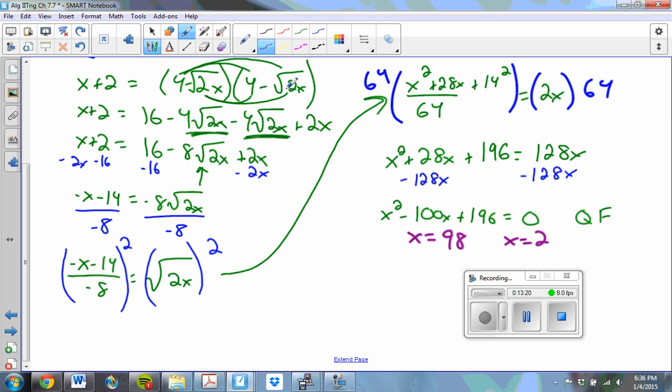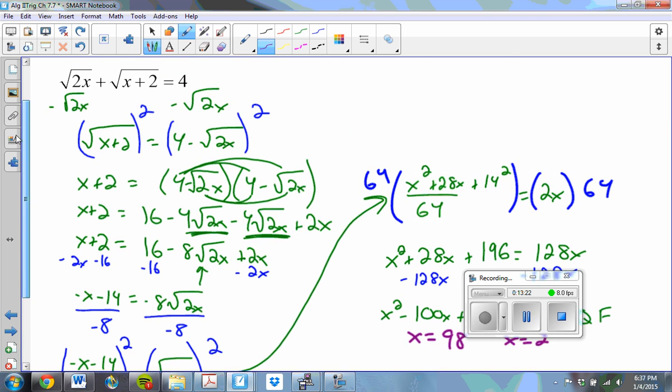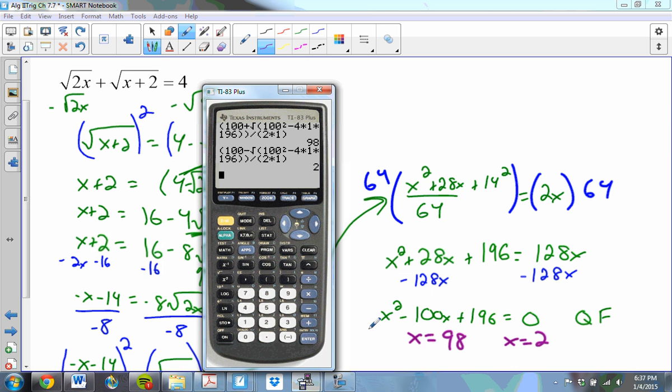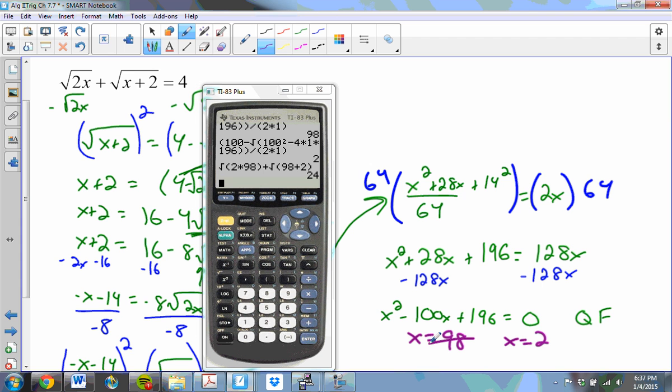So I have to go all the way back to the original problem, plug in those 2 possibilities, and see which ones work. I can do that in my calculator as well. I do the square root of 2 times 98 plus the square root of 98 plus 2. Do I get 4? I do not. So this one doesn't work.